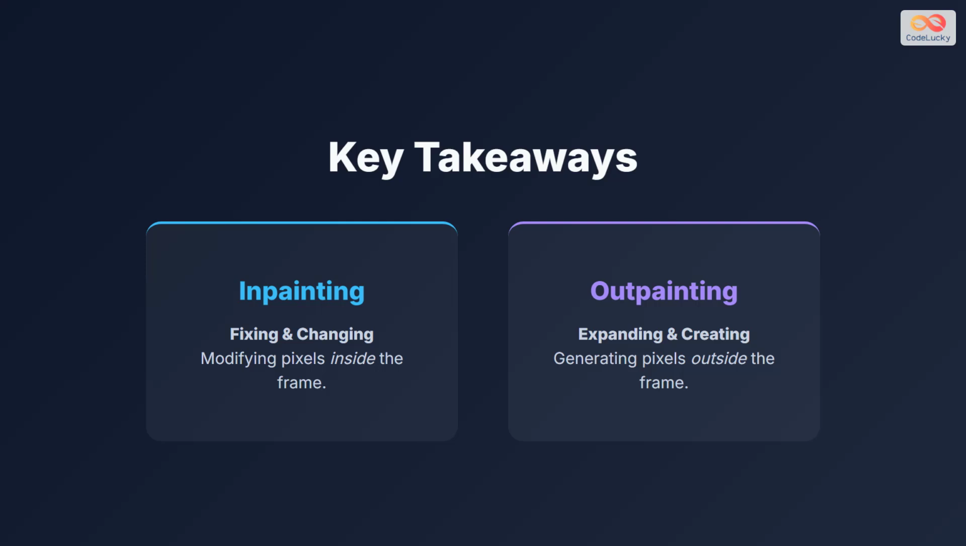To summarize, remember that inpainting is for fixing and changing what is already inside the frame, while outpainting is for expanding and creating new worlds outside the frame. Both tools rely on masking and context awareness to help you create impossible images with ease.